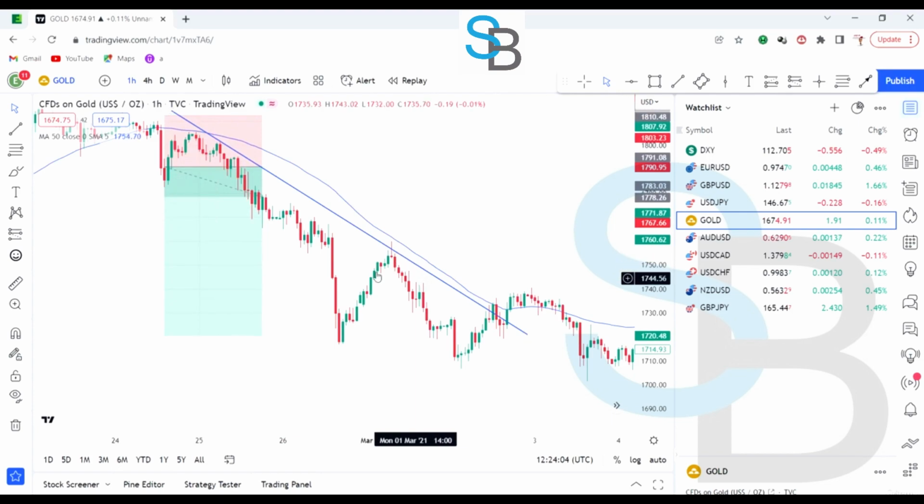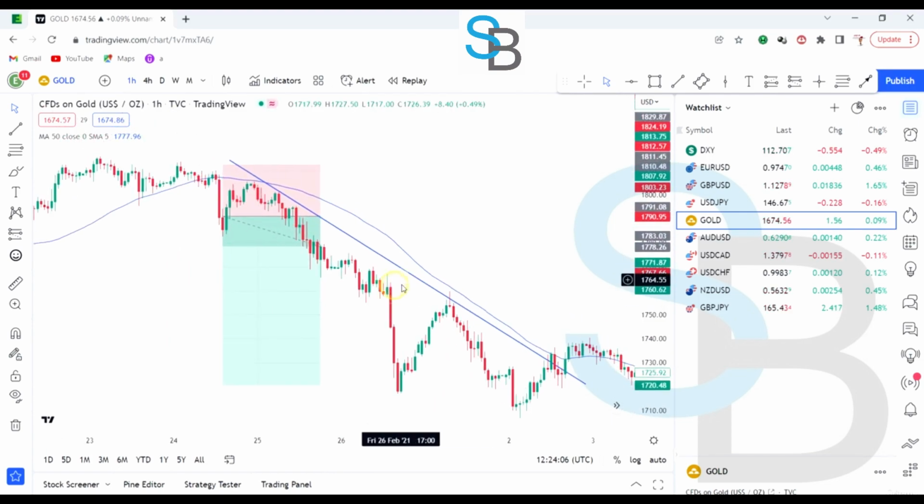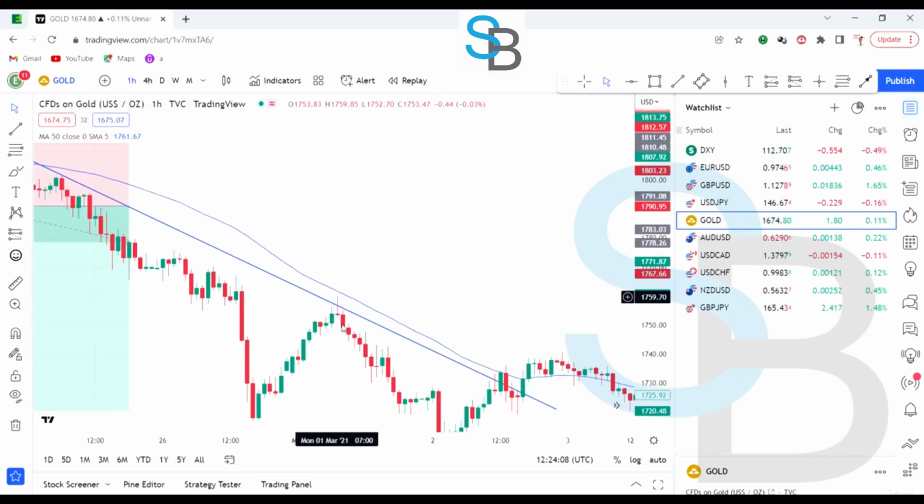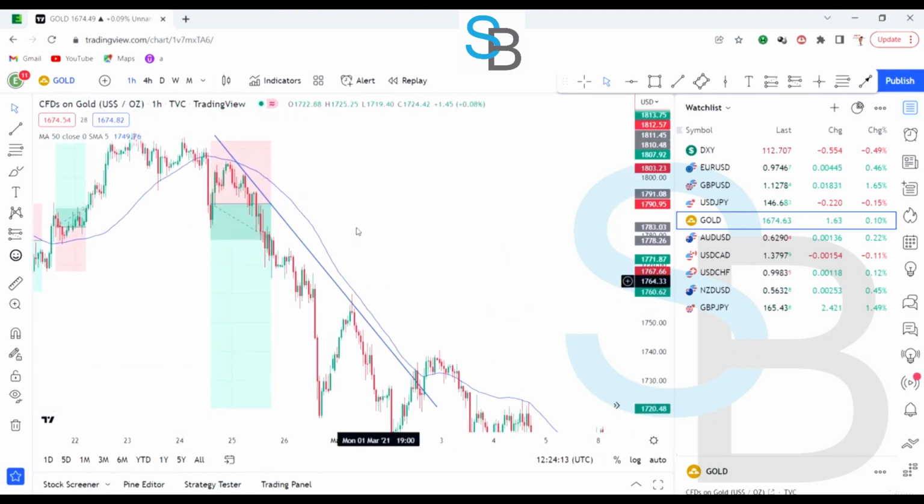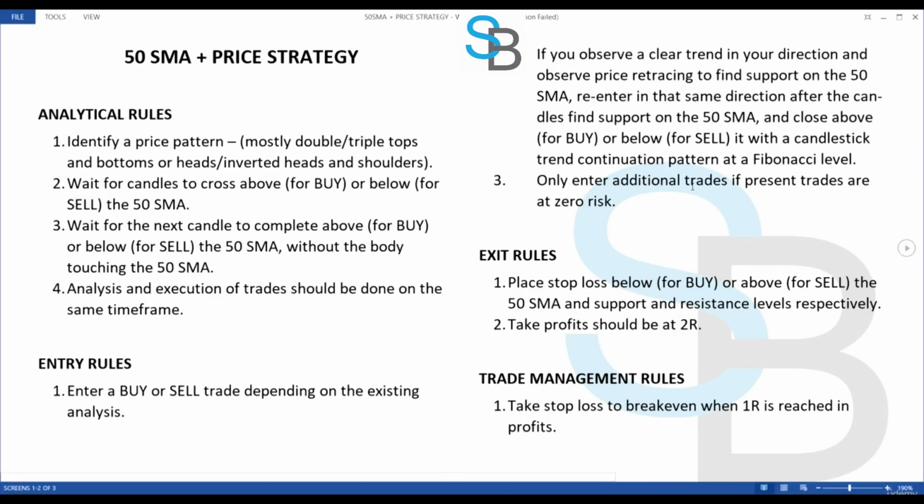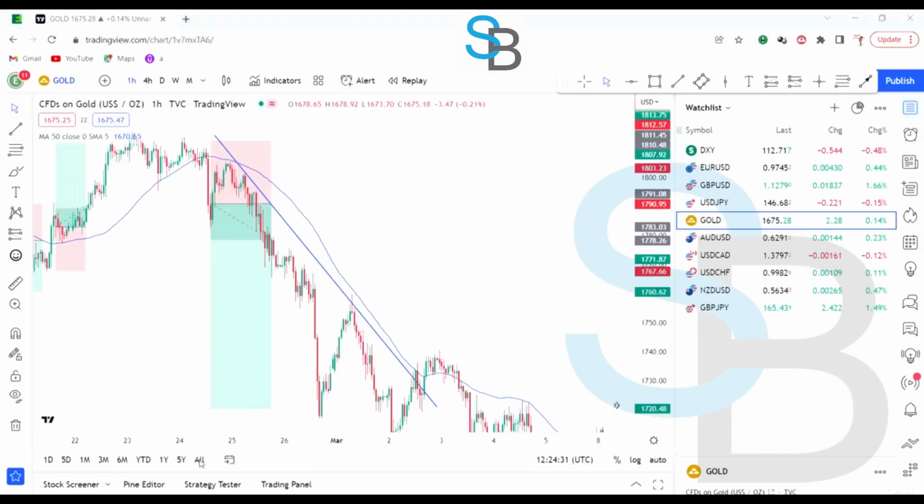Then it came here, and you can see it gave us an evening star pattern, right? It gave us an evening star pattern. Remember, that's our rule. If we observe a trend and then it tests the 50 simple moving average and closes below it, in this case which is a sell, and then it was in confluence with our Fibonacci level, and we had a price continuation pattern, which is valid in this case.